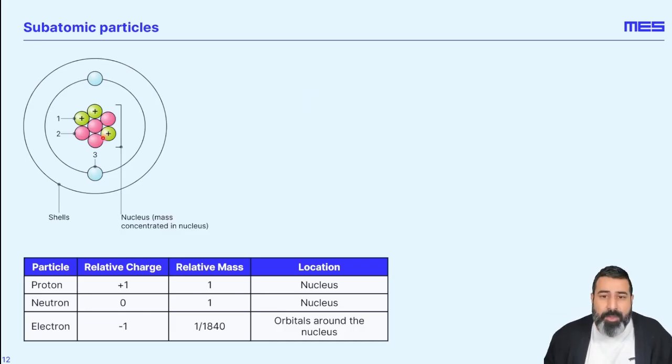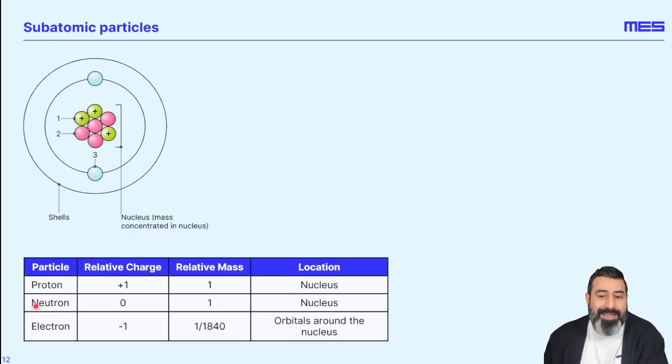So moving on to subatomic particles, the protons and neutrons are found in the nucleus. The nucleus is the center of the atom, where we get the concentrated mass. That's where most of the mass of an atom is. Protons have a relative charge of +1, a relative mass of 1, and they're found in the nucleus. Neutrons, those red subatomic particles, have 0 relative charge, but a relative mass of 1, also found in the nucleus.